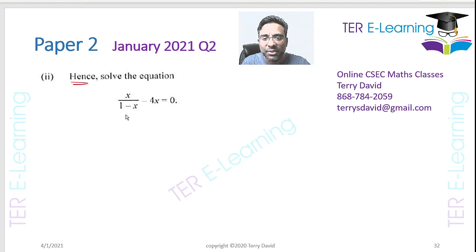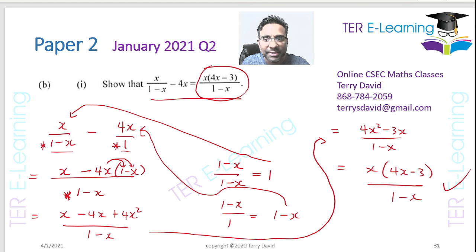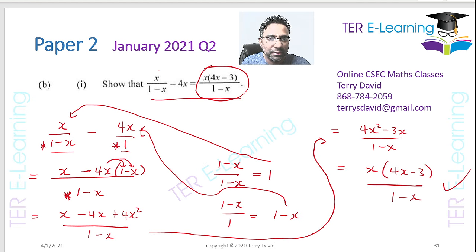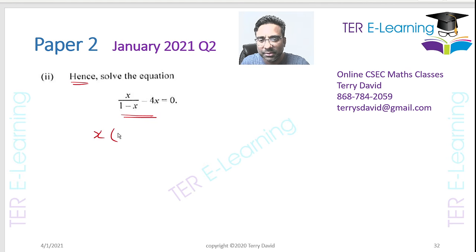Now, if you look at something here, this is what we were working with previously, right? So if you go back to this here, we had all of this on the left-hand side equal all of that on the right-hand side. So you ended up with x, open brackets, 4x minus 3, all over 1 minus x, right? That's what we had proved before. We had proved that this here is equal to x open brackets 4x minus 3 over 1 minus x. So we're going to put that equal to 0, right?